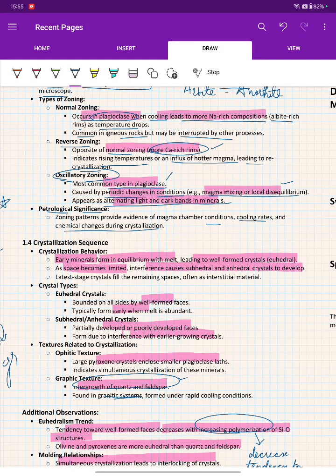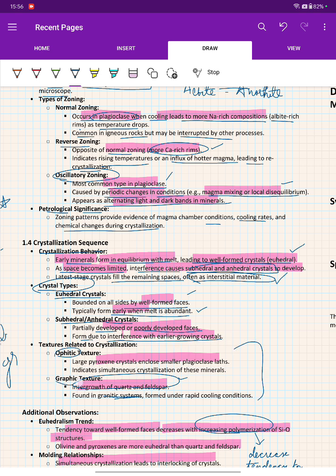So crystallization sequence, crystallization behavior. Early minerals form in equilibrium with melt, and that leads to well-formed crystals that are euhedral. As space becomes limited, interference causes subhedral and anhedral crystals to develop. Latest stage crystals fill the remaining space, often known as interstitial material. We have different crystal types. Euhedral crystals are bounded on all sides by well-formed faces and typically form early when melt is abundant. Subhedral and anhedral crystals have partially developed or poorly developed faces, and they form due to interference with earlier growing crystals.